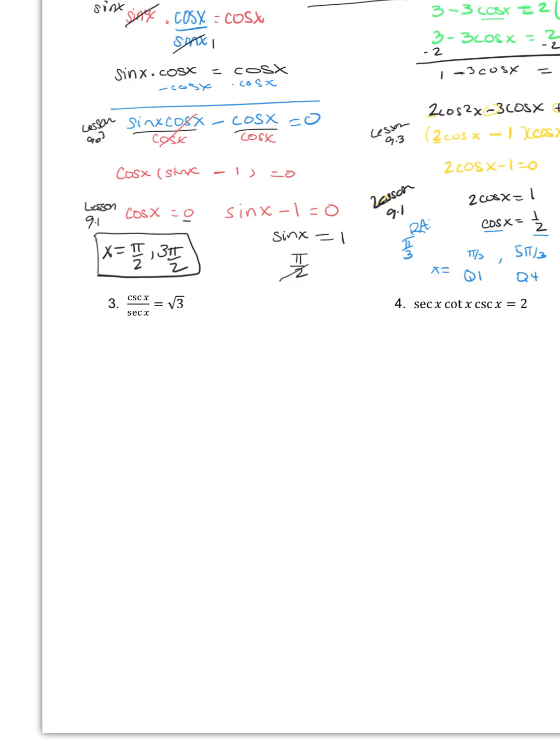Example 3. Okay, again, you're going to use our identities. I'm going to change cosecant to 1 over sine.